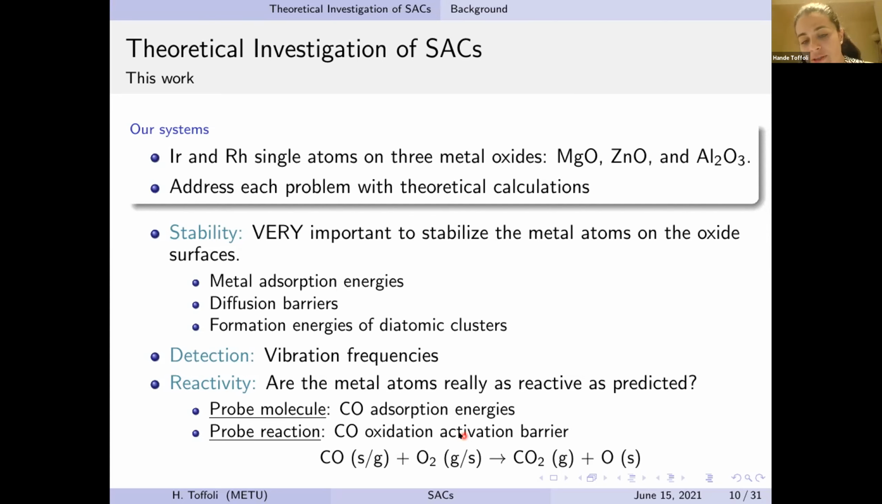In particular, we are looking at carbon monoxide reacting with an oxygen molecule, forming a carbon dioxide molecule and an oxygen atom. So the reactants, carbon monoxide and oxygen, can be in the gas phase or can be already adsorbed on the surface. The product, carbon dioxide, is usually in the gas phase, and the remaining oxygen atom is usually left on the surface. Now, this isn't the only reaction path that this reaction can happen in, but this is the one we look at.